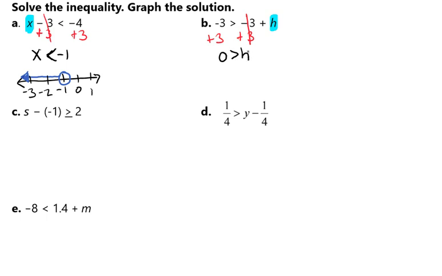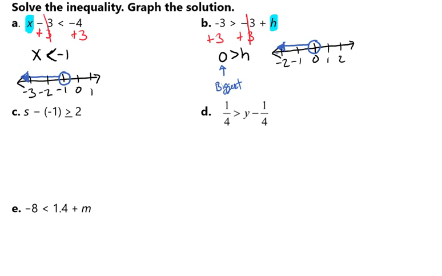This one's a little bit different because our variable's on the right-hand side. So when we graph this one, we need to think about what we're doing and what we're saying. We know that we're going to have an open circle at 0, and it says 0 is greater than any other number. So if 0 is greater than any other number, that means 0 is the biggest. So our arrow is going to point towards the smaller numbers.